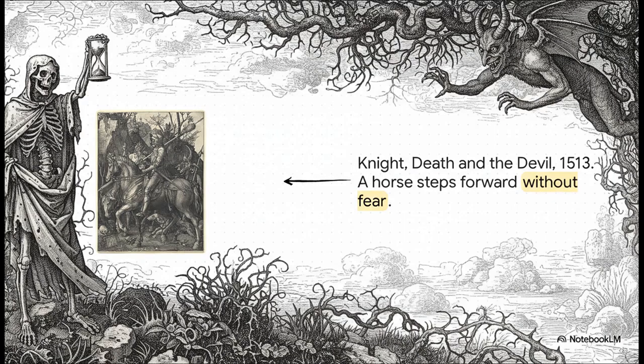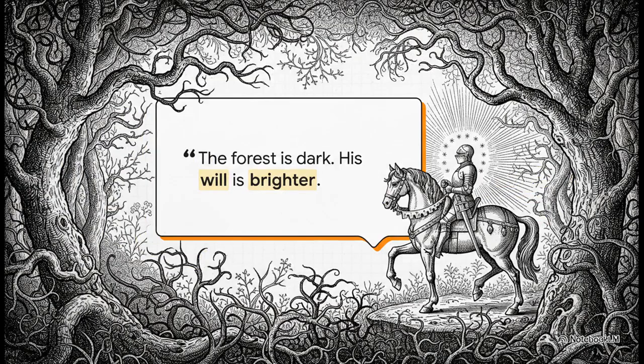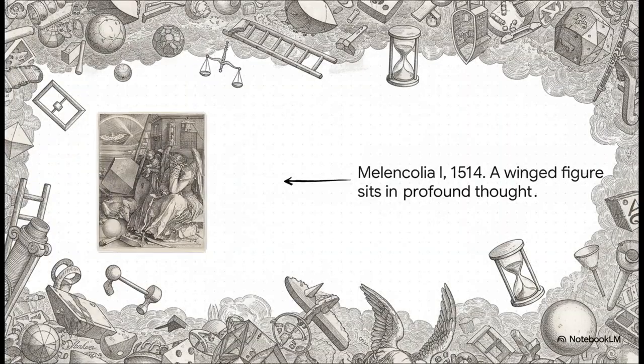And he's surrounded by these grotesque horrors. You've got Death on a pale horse holding an hourglass, and the devil just lurking right there behind him. But the knight, he doesn't even seem to notice them. He doesn't flinch. He just rides on. Yeah, the forest is dark and menacing, but his resolve, his unwavering faith, that's a light that shines way brighter than any shadow. And then there's this masterpiece of pure mood, Melencolia I.